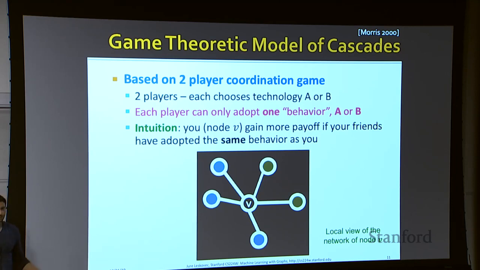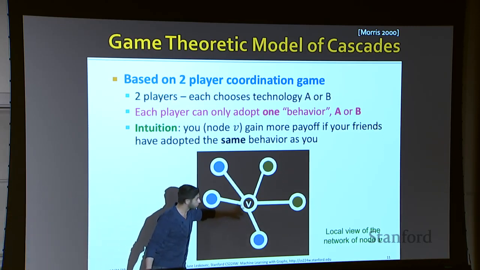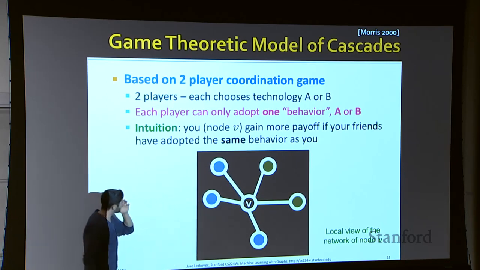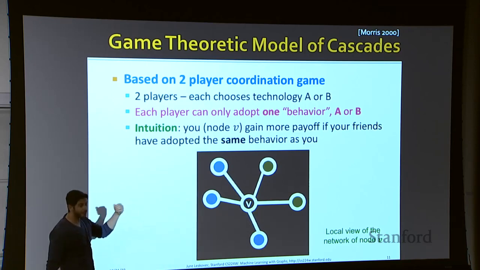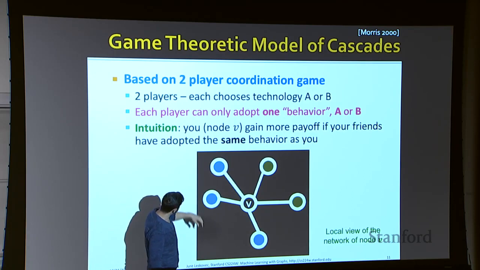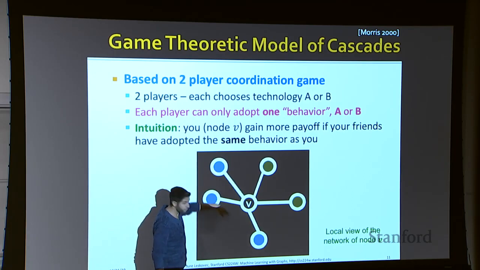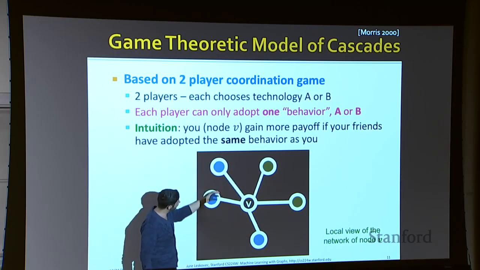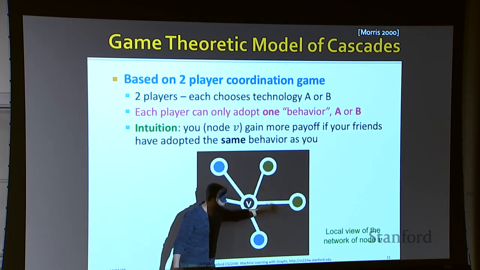And each player in our initial scenario can adopt either of 2 behaviors. So you can either be in behavior A or in behavior B. The intuition here is that you're node V, part of this network here, and you're going to gain more payoff if your friends have adopted the same behavior as you. In this case, 3 of your friends have adopted the blue behavior, and 2 of your friends have adopted the green behavior.